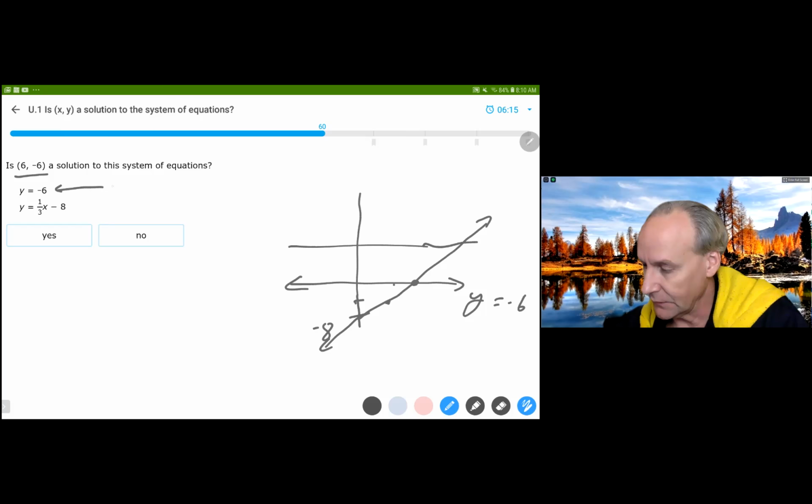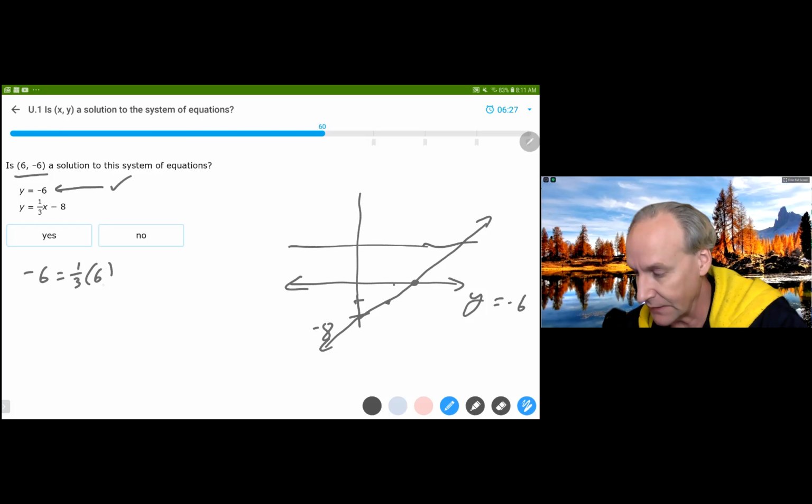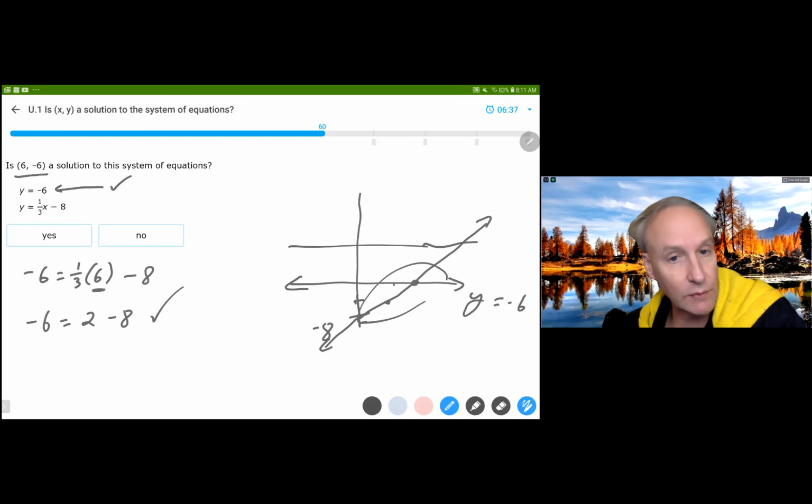Now, for this particular one, this is true because y is equal to -6. Now, for the second one, I want to test, is -6 equal to 1/3 times 6, that's my x value right there, minus 8. 1/3 of 6 is the 2 minus 8, which of course is equal to -6. That's why this worked where it did. So hopefully that's clear.